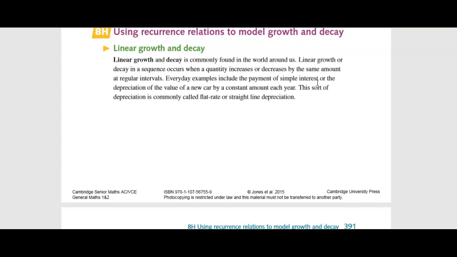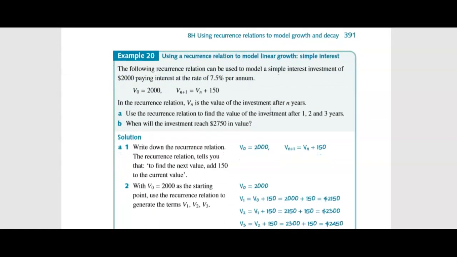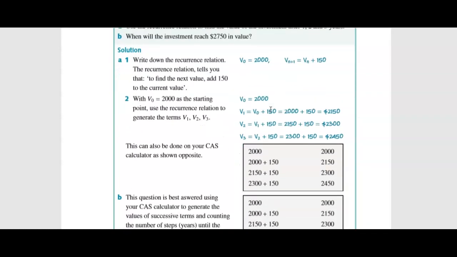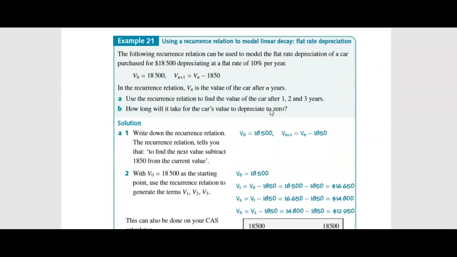Another example is the new car that I said before. And that's an example of flat rate or straight line depreciation. So the word depreciation means it goes down. So flat rate depreciation means it goes down by the same amount. All right, so there's an example here. We're going to do some examples in class, or we may have already done it depending on when you're watching this video, probably after I've taught this.